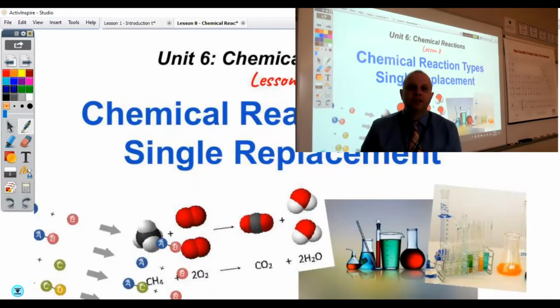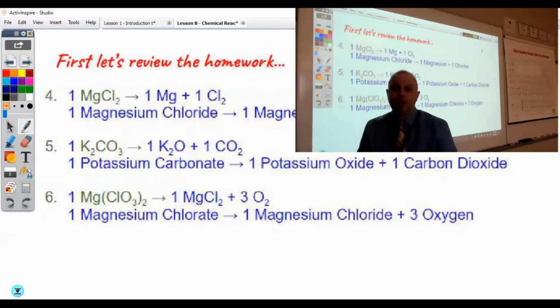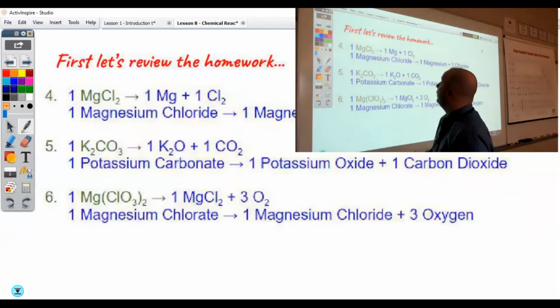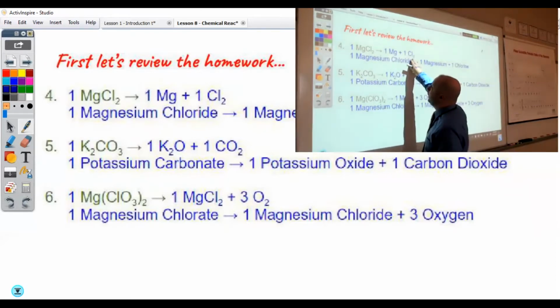Hello, everyone. Today we're going to talk about Lesson 8, Single Replacement Reactions. But first, I want to take a minute to go over the answers to the decomposition reactions from our previous lesson. So, if we look at example number 4, we have magnesium chloride breaking down into magnesium and chlorine.